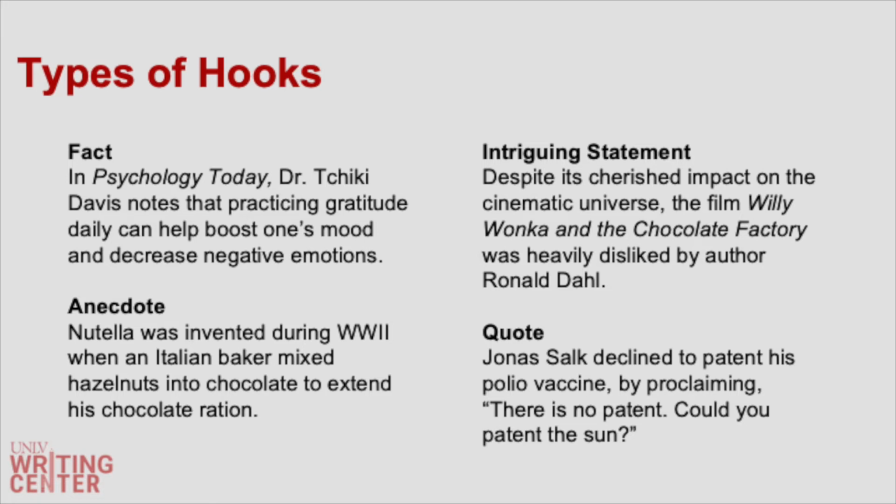The bottom right example is made up of more than one sentence, and it includes a quote from Jonas Salk explaining why he declined to patent his polio vaccine. Quote, "There is no patent. Could you patent the sun?" This hook introduces the essay's topic, patents, as well as a particular scientist's views on patents. The readers could expect to learn more about patents generally, or perhaps medical patents specifically, through the rest of the paper. Keep in mind that hooks should be specific to the topic of the essay and should be directly connected to the rest of the information you include in your introduction.